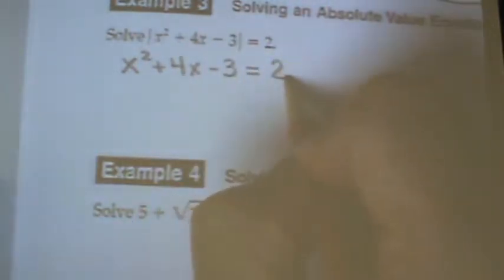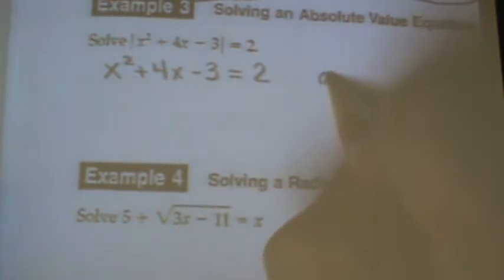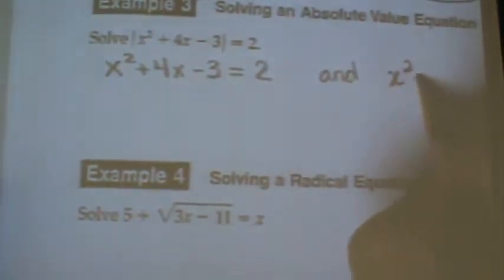Last week, how were you supposed to solve this on your test? What were you supposed to do? Break this up into what? Two problems. What are the two problems? And x squared plus 4x minus 3 equals what? Negative 2. Now, what were you supposed to do last week? Set each of these equal to 0. So you have x squared plus 4x and then minus 5. And then what were you supposed to do? Factor. Plus 5 and minus 1, right?